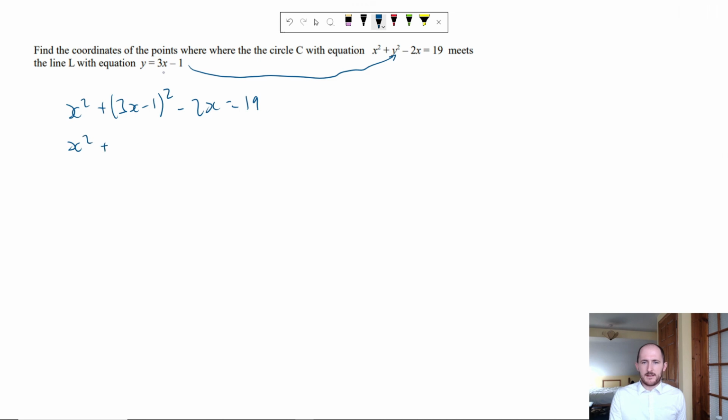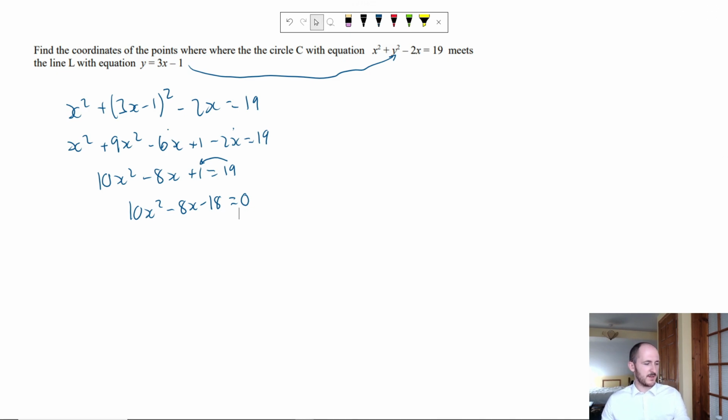x squared, expanding that. 3x times 3x is 9x squared. Then we'll have a minus 3x minus another 3x, that's minus 6x. Then minus 1 times minus 1 is plus 1. Minus 2x equals 19. Gather that together, we get 10x squared minus 8x from the minus 6x and the minus 2x. And then lastly, plus 1 equals 19. Move the 19 over. So we're left with 10x squared minus 8x minus 18. Yeah. Did you hear the uncertainty in my voice right there?